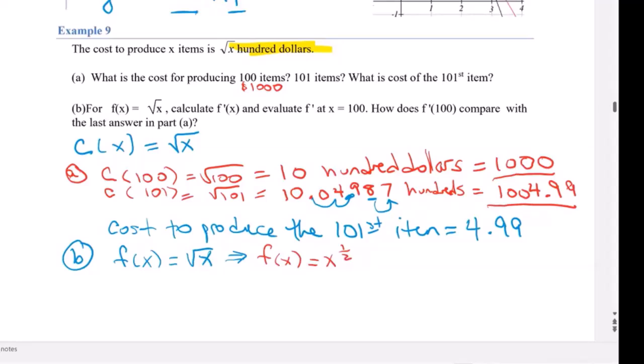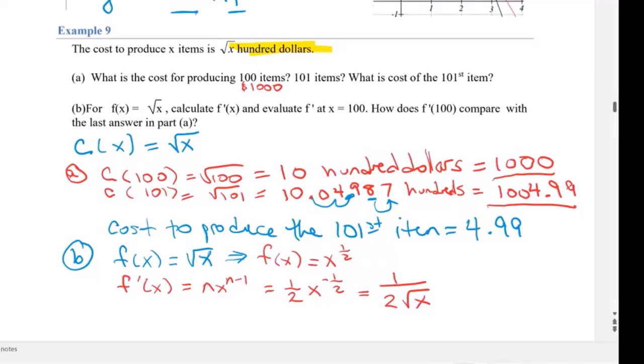If you're not sure how that happened, try watching the exponential lecture. If that doesn't help, come see me. So now we have the power rule, which says that f prime of x is equal to n x to the n minus 1. So that equals 1/2 x to the 1/2 minus 1, which is x to the minus 1/2, which equals 1 over 2 times the square root of x. That's it.